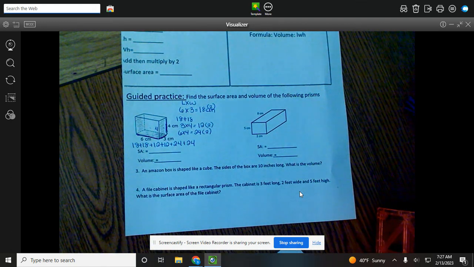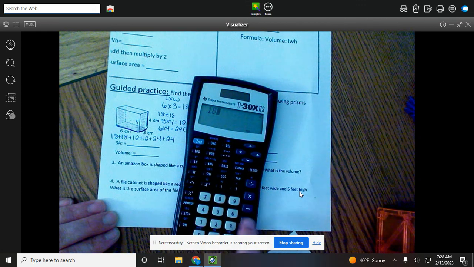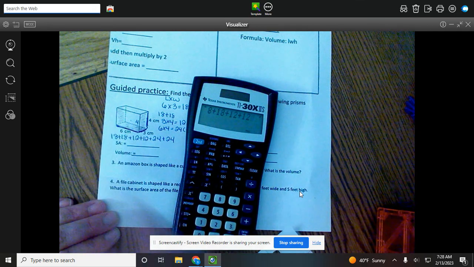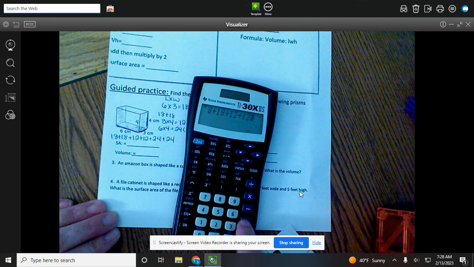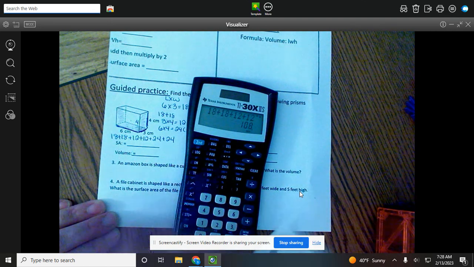And now for us to find the surface area, all we need to do is add all of this together. So here we go. We're going to do 18 plus 18 for the top and bottom, plus 12 plus 12, and those are for the sides, plus 24 plus 24, and that gives us a surface area of 108.